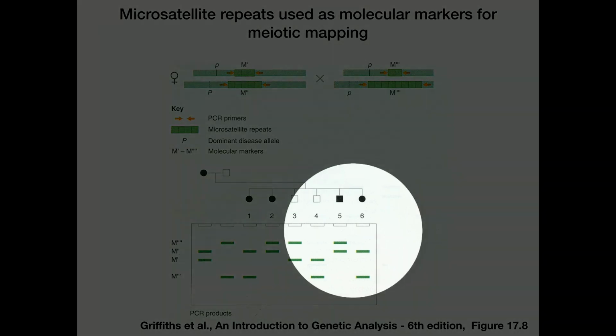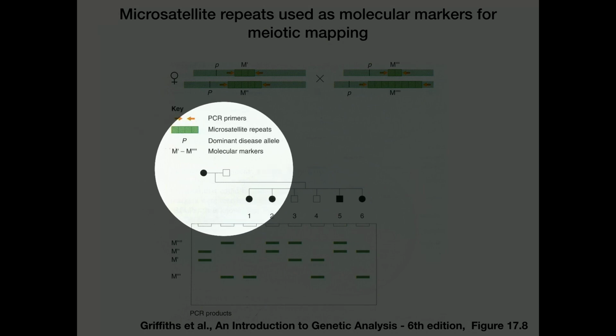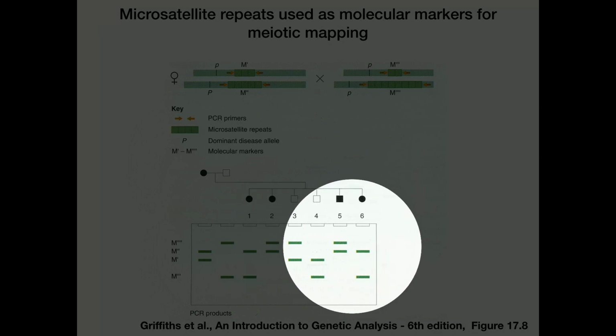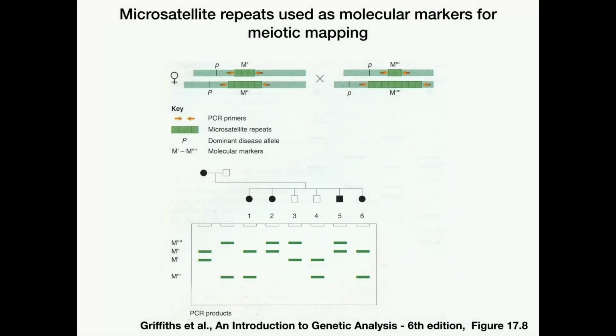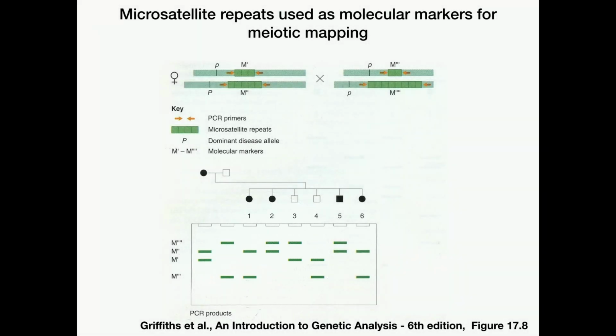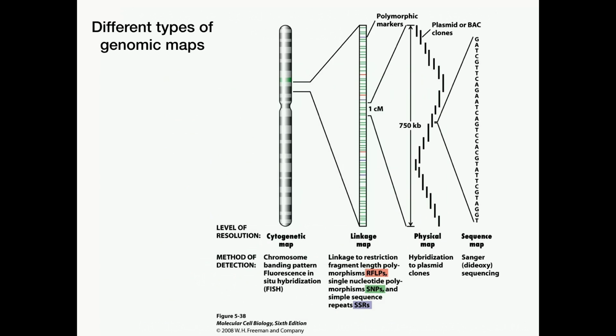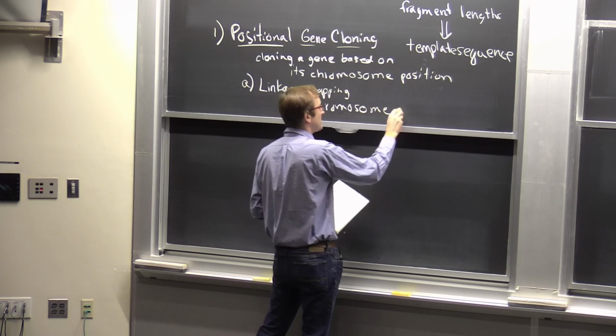Another thing to notice here is you can see that this couple has been faithful to each other, because basically each of the children have an allele from the father and an allele from the mother, okay? So you can see that using this type of molecular marker as well. Okay, so you establish linkage. So linkage mapping establishes the chromosome position of a given allele and the gene.